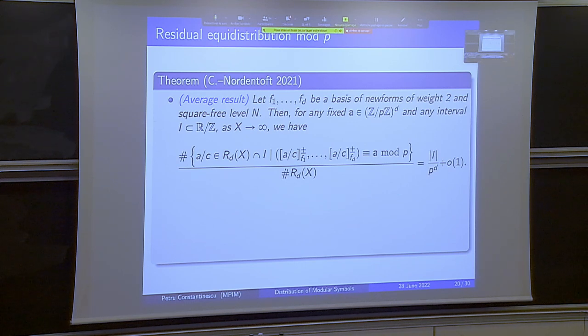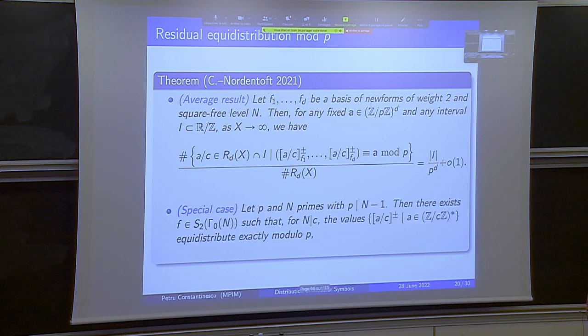If I didn't have this first condition, the ratio would be 1 over P to the D, because this is the size of the set. But if I also want to restrict that my cusp is inside an interval, we can prove this. So it's a joint equidistribution result for all of them: each class in (Z mod PZ) to the D is attained with equal probability. And we can prove a very particular case of the full conjecture.